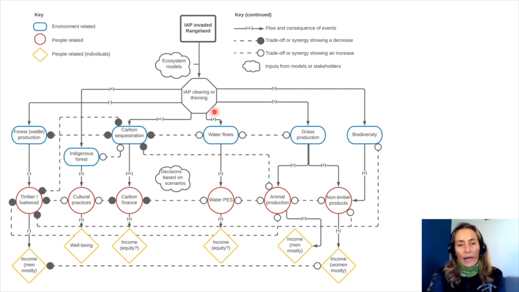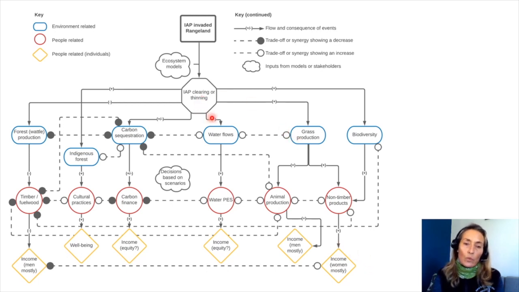But then on the other hand, we expect with wattle clearing to increase grass production, and then this should provide more forage for animals and therefore more income, also mostly for men in this case. But if we also consider we may have more thatch grass, and this is something that is often collected by women and could possibly even be sold, then it may have a favorable outcome for women.